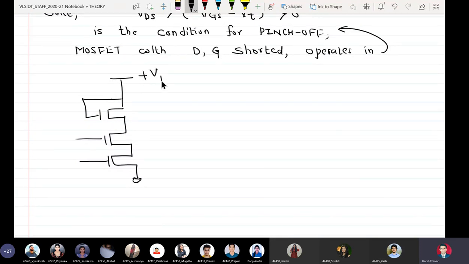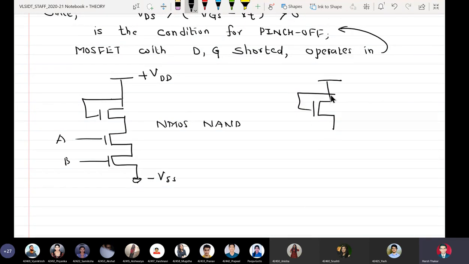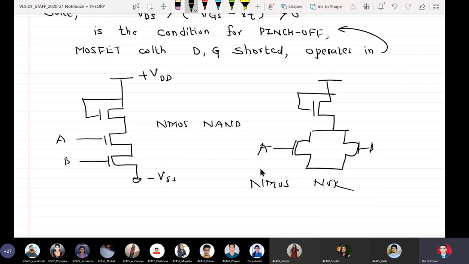Okay, so maybe in your second year your staff must have taught, okay, fine students, this is the circuit diagram for an NMOS NAND gate. And then if you change this like this, and you apply A here, apply B here, then students, this is NMOS NOR gate, like that.